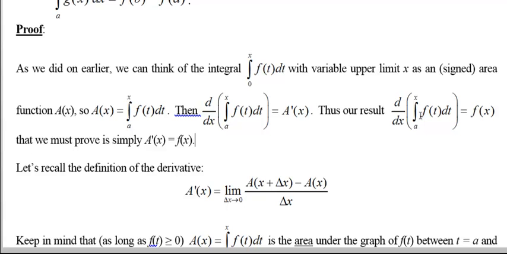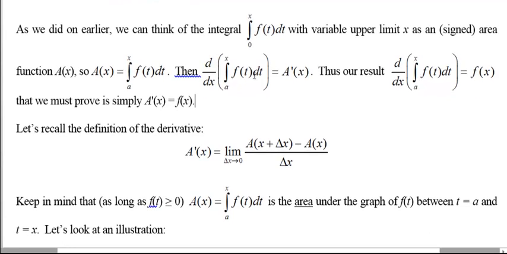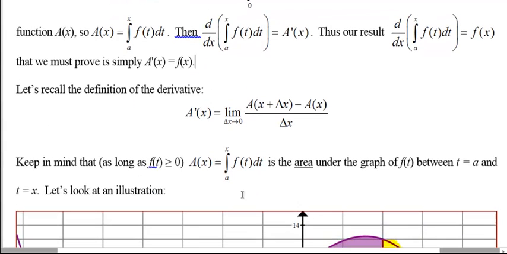Okay. So we recall the definition of the derivative, that A prime is defined to be the limit as delta x approaches 0 of A of x plus delta x minus A of x, divided by delta x. Take that limit as delta x goes to 0. So, at least as long as f of t is positive, A of x is the area under the graph between t equals a and t equals x.